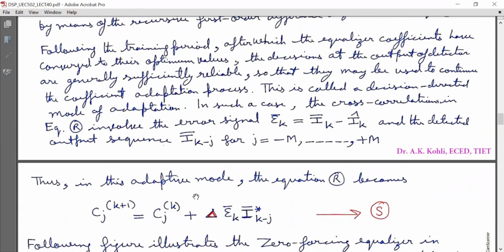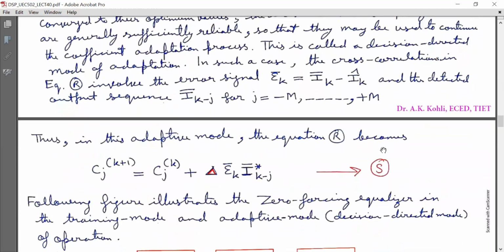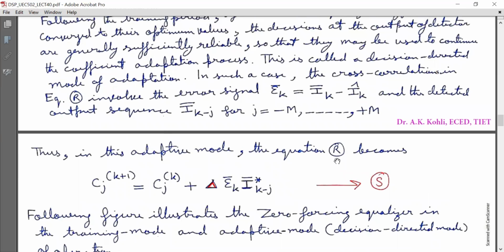Thus, in the adaptive mode, equation R becomes Cj with superscript k plus 1 is equal to Cj with superscript k plus delta into E bar k I bar conjugate k minus j. Mark it as equation S. Now this is in the decision directed mode, when we are using decisions for updating the tap coefficients.